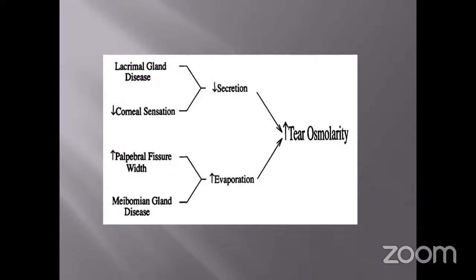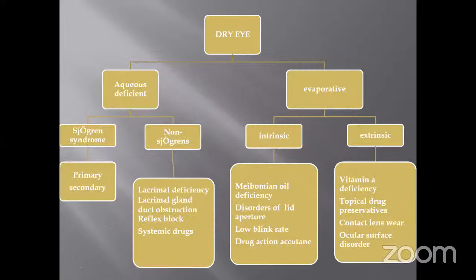So the layer which is responsible for retarding the evaporation of tears is actually the outermost layer, the lipid layer, which is secreted by the meibomian gland. So any meibomian gland disease can also result in increased evaporation. Also, an increased palpebral fissure width, like in cases where the patient is having proptosis, also gives the patient a predisposition for dry eye. So these conditions will result in an increase in tear osmolarity.